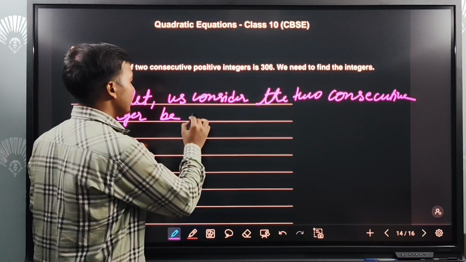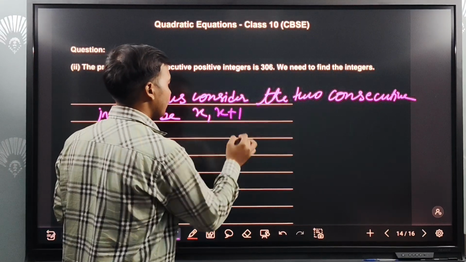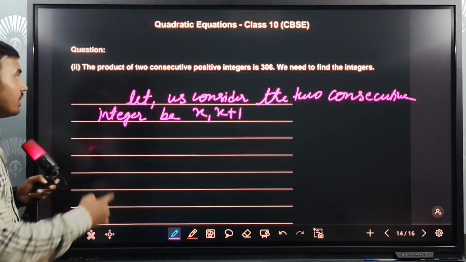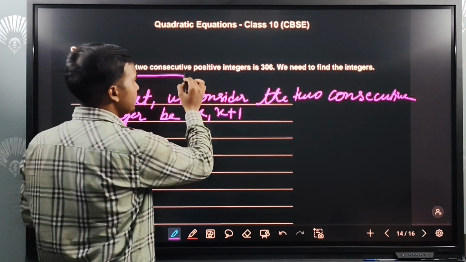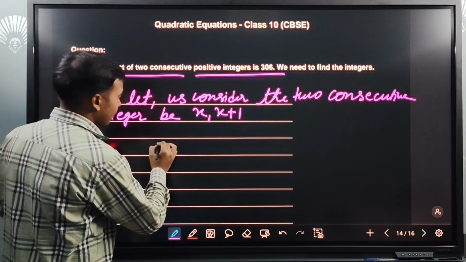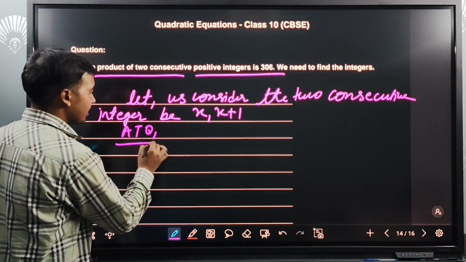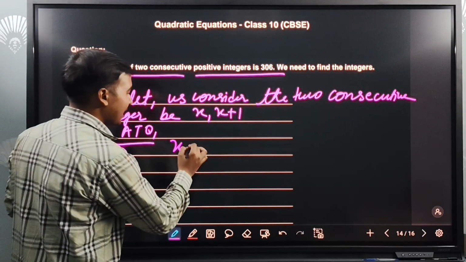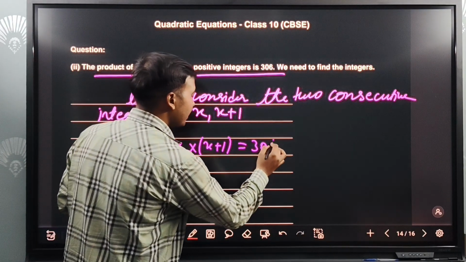First one we are considering as x and the second one will be x plus 1. Here it is given that the product of these two positive integers is 306. So as per the question, we write that x multiplied by x plus 1 gives us 306.